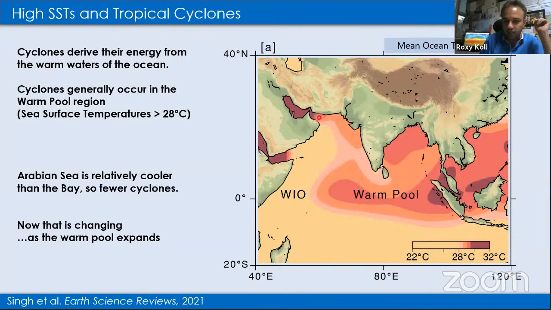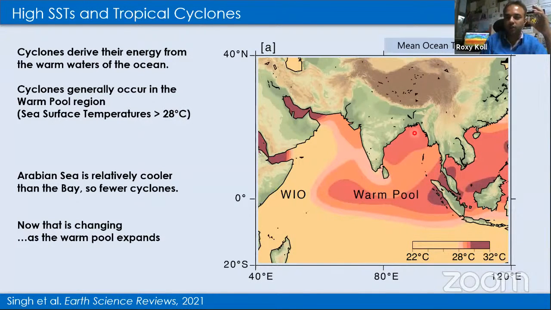So now what is a warm pool region? You can see this Indian Ocean where I put these warm red colors. Those are the warm pool regions. Here the ocean surface temperatures are permanently above 28 degrees Celsius. So that's why it's called a warm pool region. So cyclones generally occur in this region.